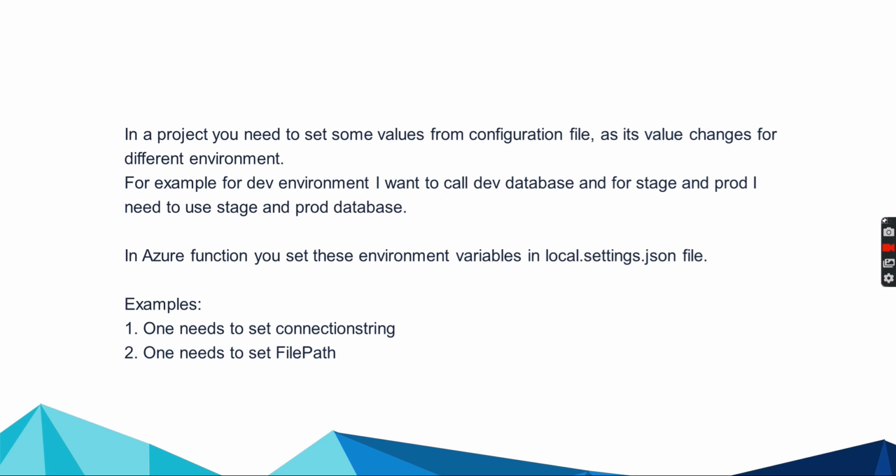In Azure function, you can set these environment variables in local.settings.json file. For example, one needs to set a different connection string for different environments. One needs to set a different file path for different environments. So you can manage these values in your local.settings.json file.